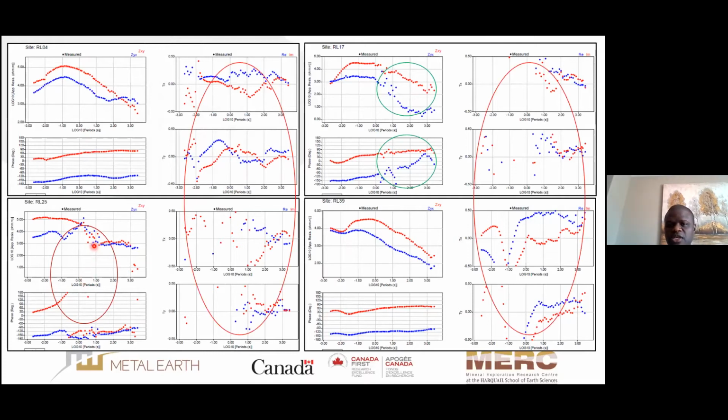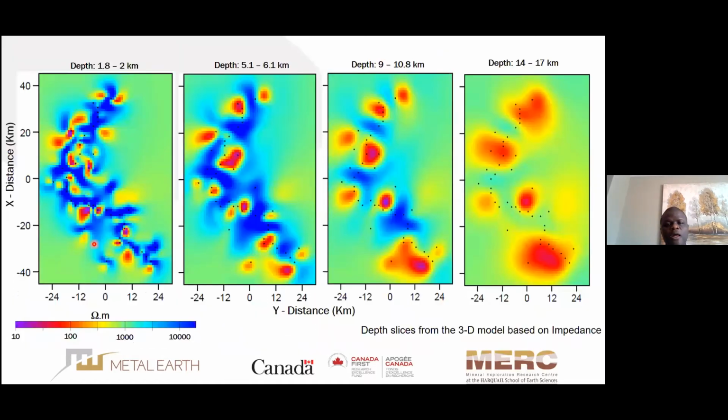And in all cases, the tipper data are not encouraging. We'll salvage as much as we can, but that's just what the data looks like. But then we cleaned up the impedances for all the 45 sites, threw away a couple of sites and produced a 3D model, just to see what we have spent the money on. And it's not that bad.